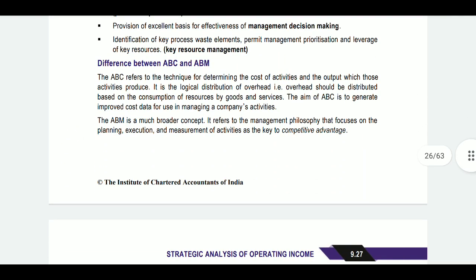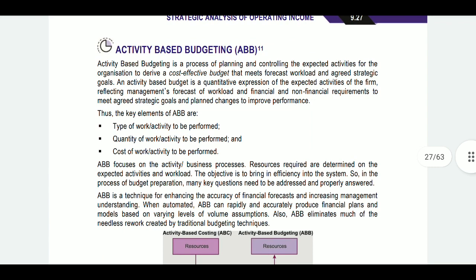Next, the difference between ABC and ABM. ABC is a technique for determining the cost of activities and the output those activities produce, and ABM is a management philosophy that focuses on planning, execution, and measurement of activities as a key to competitive advantage. Next, ABB, activity based budgeting, is a process of planning and controlling the expected activities of the organization to derive a cost effective budget that meets forecast workload and agreed strategic goals.